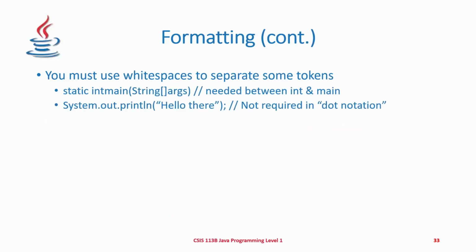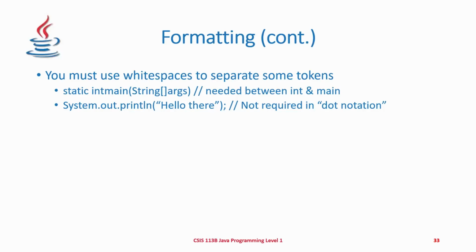So then you must use white spaces to separate some tokens. In this case here, the first bulleted point, when you take a look at it, you can see that the header is not formatted correctly. It reads static int main with no space in between. So there the compiler doesn't know the difference between whether you're trying to identify the return type as an int or if you are just simply trying to name it intmain. So we definitely need to have a space between the return type int and then the name of the method, main.